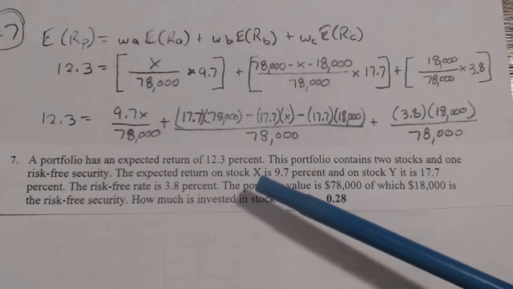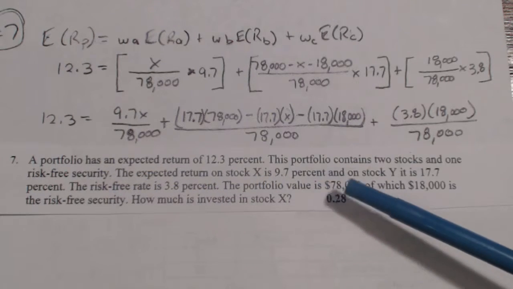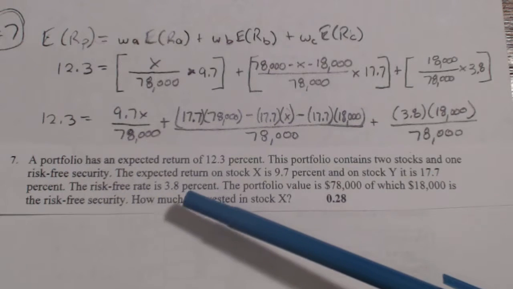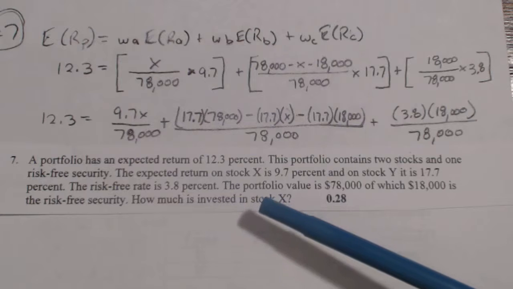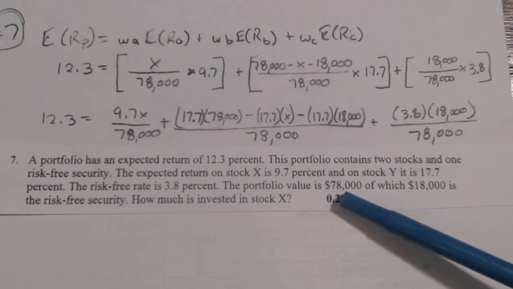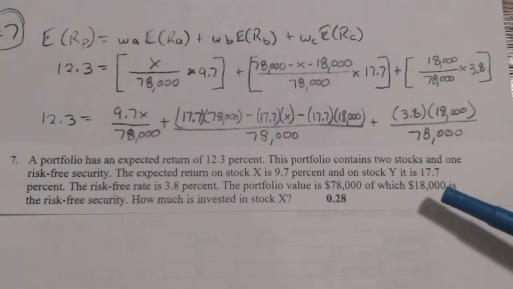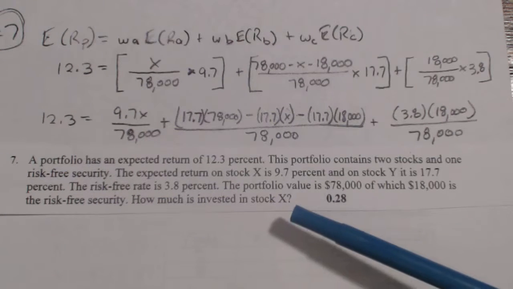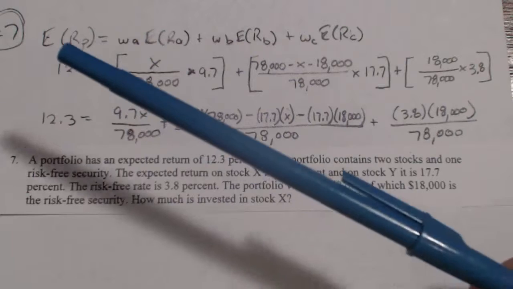The expected return on stock X is 9.7 and on stock Y is 17.7. The risk-free rate is 3.8%. The portfolio value is $78,000, of which $18,000 is the risk-free security. How much is invested in stock X? Okay, so remember the formula.